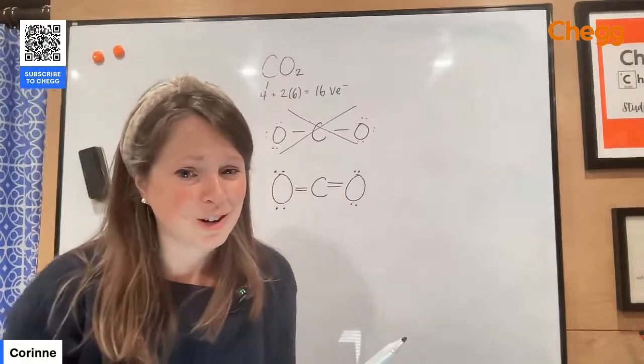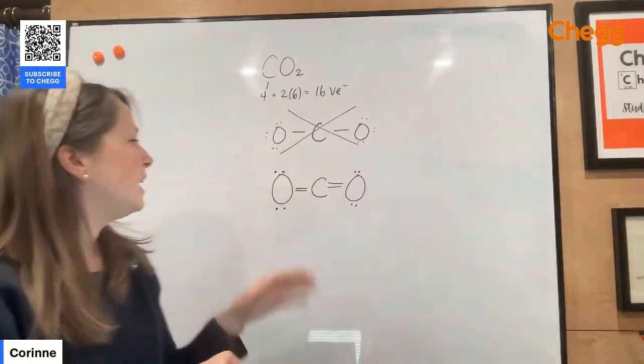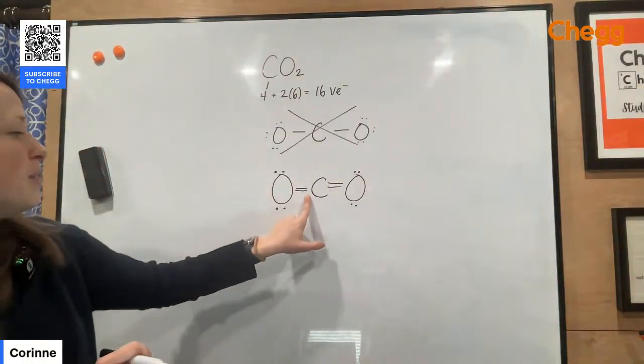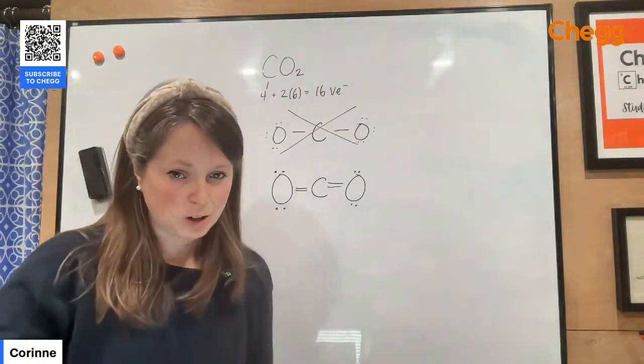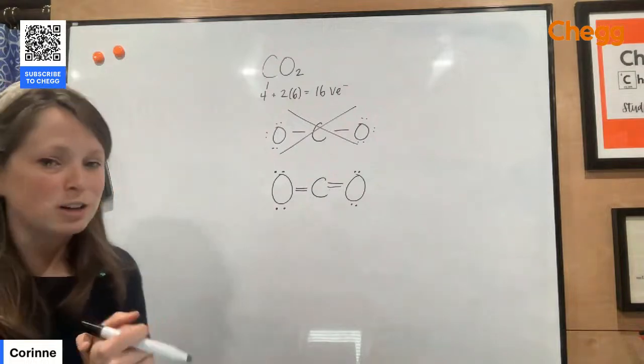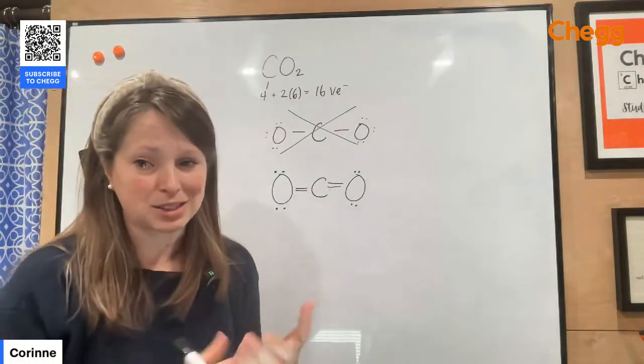Other things you might need to know associated with these double bonds, right? As we increase the number of bonds, the bond length is going to decrease and the bond strength is going to increase. So a triple bond is going to be a lot shorter, but also a lot stronger than a single bond.